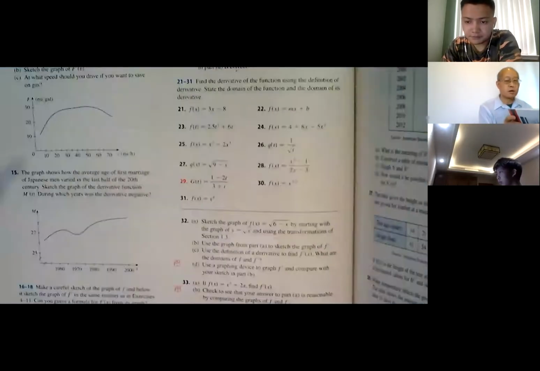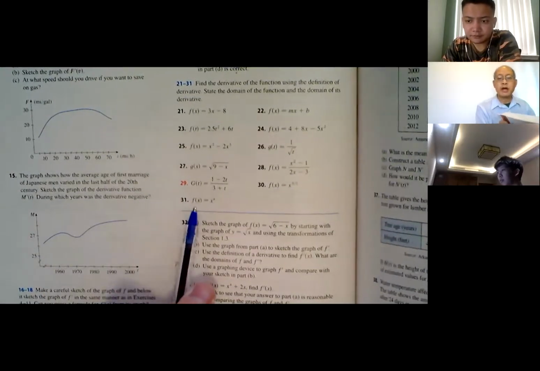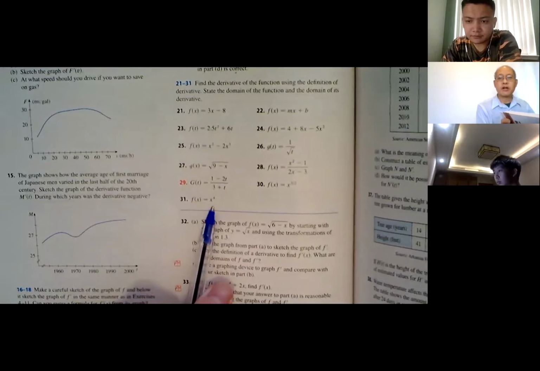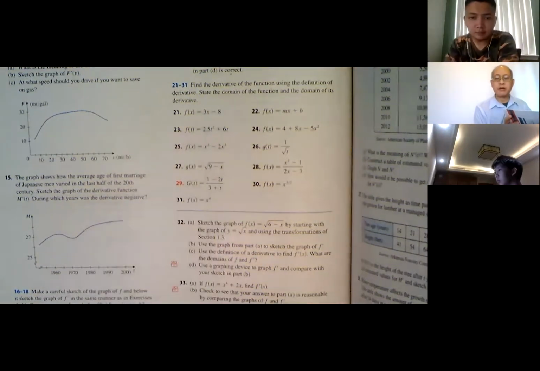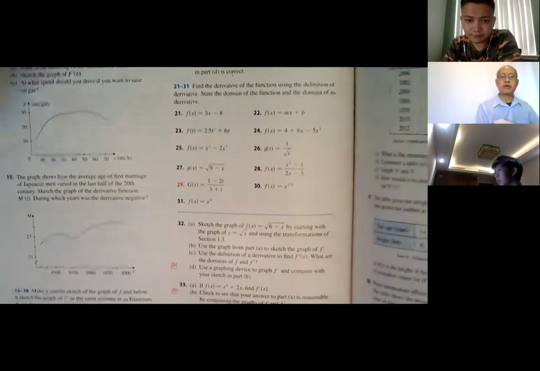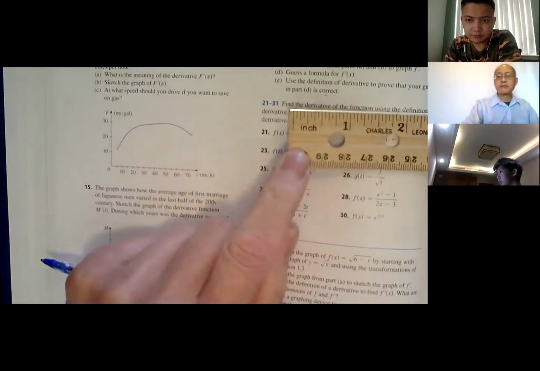Now, go back and do some more derivatives. In 2.8, let me do 31. f of x equals x to the fourth. Find the derivative of the function. For these problems, let's ignore the directions to state the domain of the function and the domain of the derivative, for 21 to 31 on 2.8. So just find the derivative.